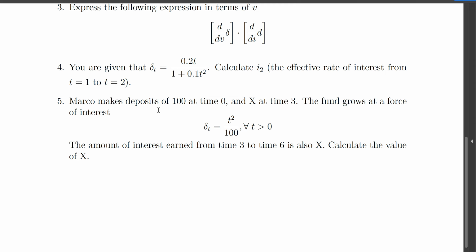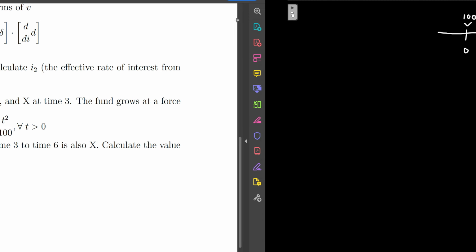So for question 5, we have a person who deposits $100 at time 0, x dollars at time 3. So let's try to visualize what's going on. You have a timeline, and you deposit $100 at time 0, so you inject $100, and then this continues to earn interest. And then at time 3 you inject x dollars.